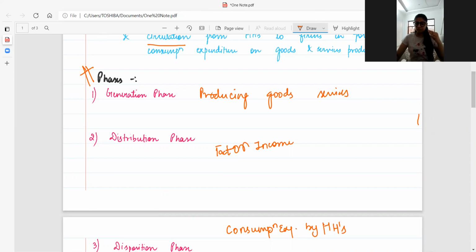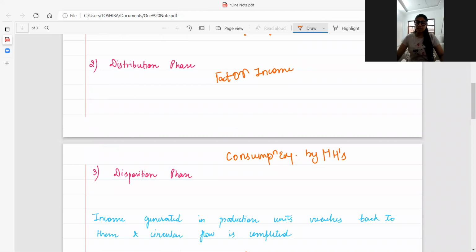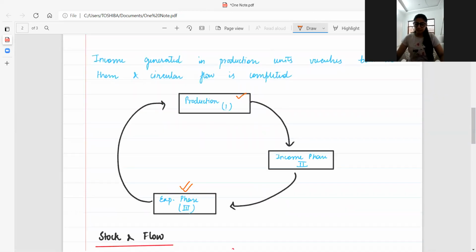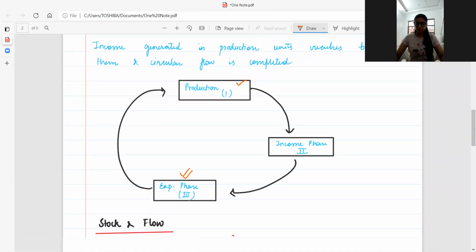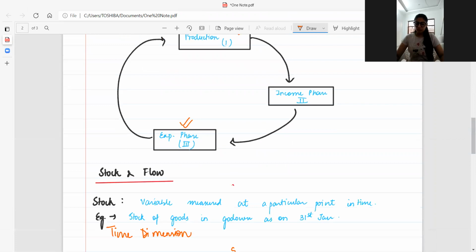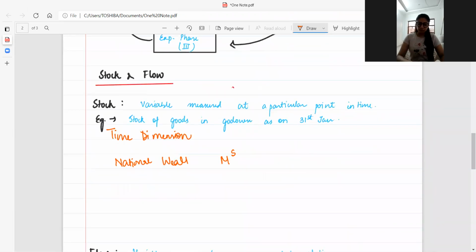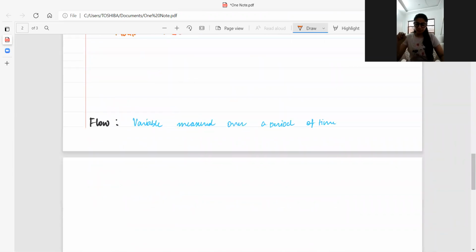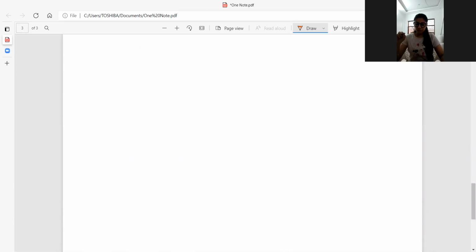Generation phase, where firms produce goods and services. Distribution, where factor income is distributed. And disposition phase, where households are again paying back to firms in the form of consumption expenditure. And then we studied this circular diagram depicting all the 3 phases altogether. And then we studied stock and flow variables. Here, no time dimension. Stock is measured at a point of time, and flow is measured over a period of time.